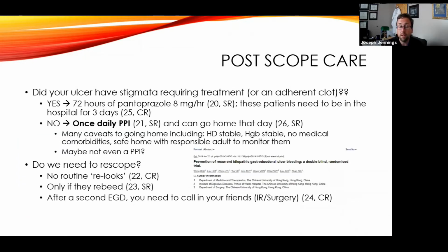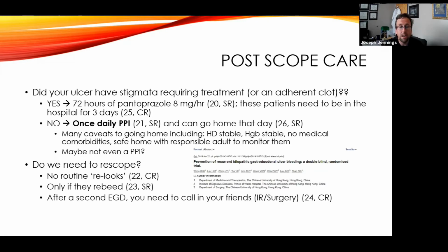So afterwards, we've done the scope, we've talked to you about what we saw, but like I said, if they had a high-risk stigmata that needed to be treated, or if they had that adherent clot that we didn't think it was safe to take off, you have to assume they have the worst case scenario underneath. Those patients are going to be in the hospital for 72 hours with some form of an IV PPI. Drip versus boluses will be debated forever, but IV PPI. If they're the low risk stigmata, potentially they can go home that day.